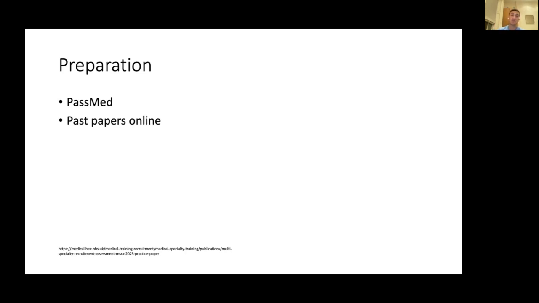The second thing is going to be some of the past papers they have online for the MSRA. They are good to just get you into the flavor of what it is going to be like on test day. So I'd save those for a bit later, and I'd start with PassMed, but they're actually pretty good. And you can literally just find that by Googling HEE and then MSRA past papers or practice exams.